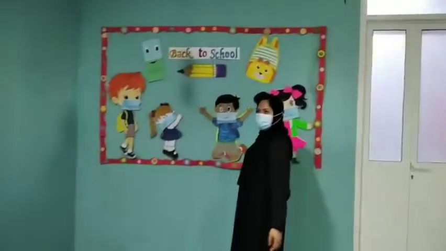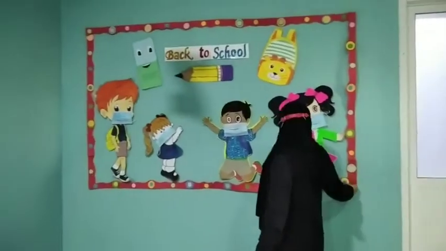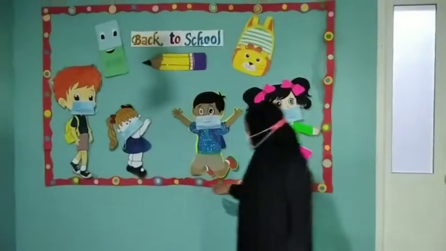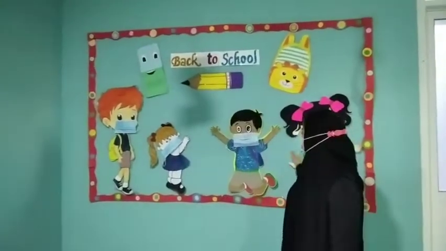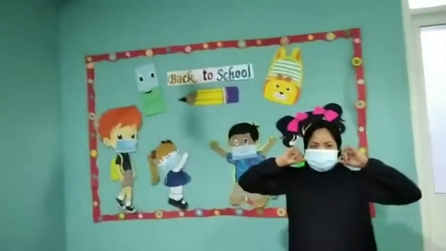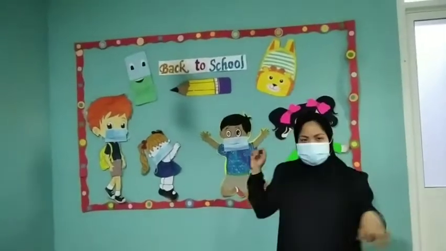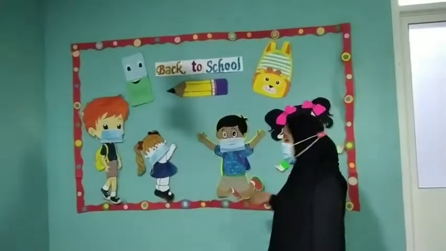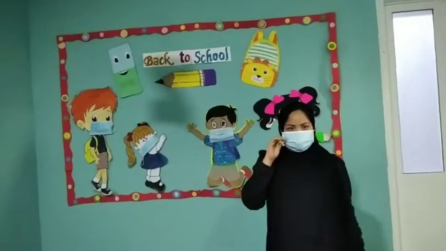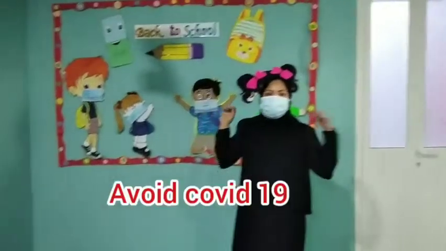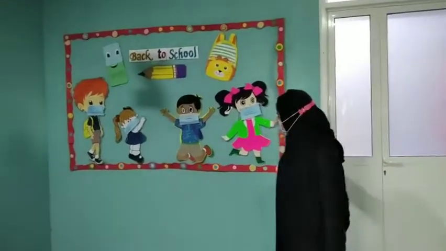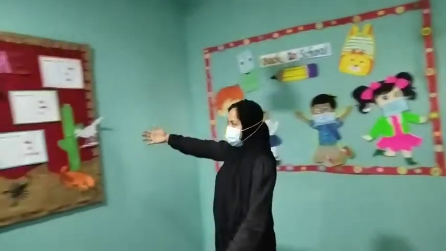Ito yung ano naman, dito naman tayo sa KG2 and edge. So, as you see, yung mga bata na nakalagay sa ano, ano sila, di ba? Nagmamask. So, we are teaching here, it's about distance or wearing the mask. So, how we avoid COVID-19. So, look at this. And now we're coming in this board.